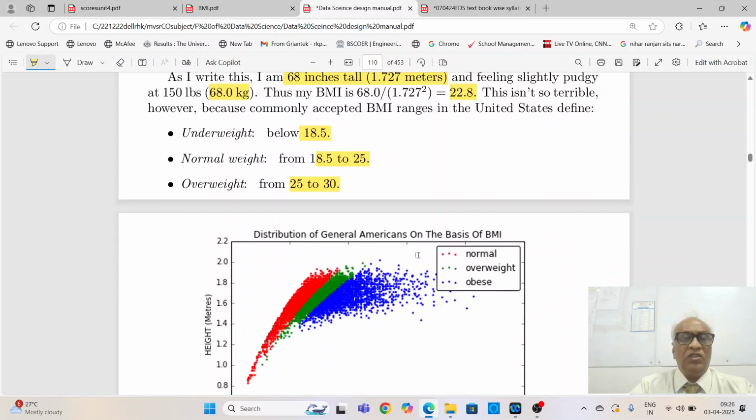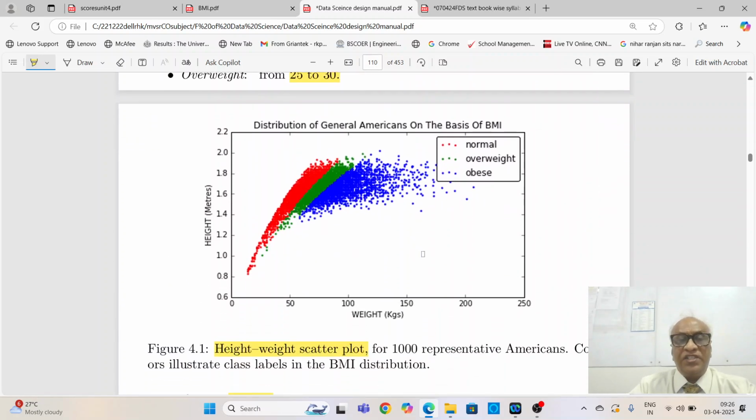If you look at this chart, you can see this is a BMI chart for 1,000 American people, and the legends are in red, green, and blue color, indicating normal, overweight, and obese. This plot is called a scatter plot, and each dot indicates an individual. So how many dots may there be on this graph? There may be 1,000 dots, because it is mentioned in the label that there are 1,000 American representatives.